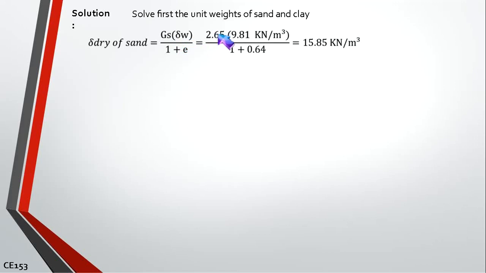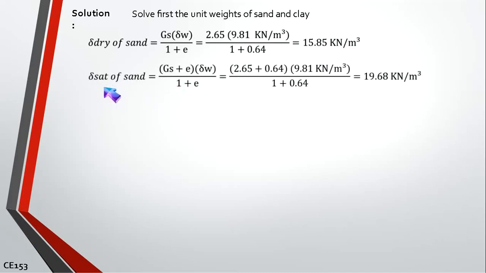So we have here the dry unit weight of sand, specific gravity times the unit weight of water over 1 plus e. The specific gravity you will use is from part A, which is 2.65. Unit weight of water is 9.81 kilonewton per meter cubed, over 1 plus 0.64.